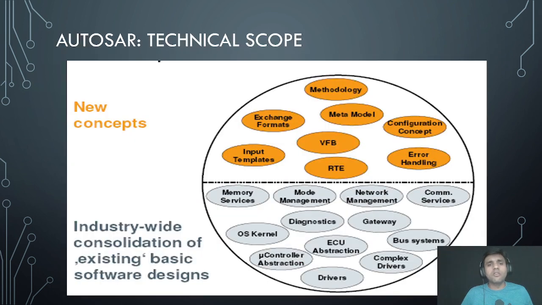Now, what is the scope of AUTOSAR? Technical scope. In a classic way, dealing with memory, dealing with communication, dealing with diagnostics, ECU abstraction, complex drivers, and microcontroller abstraction, etc. These were perceived to be the most important scope of AUTOSAR from a technology perspective. But there were some newer concepts which were found to be very useful, something like virtual function bus, RTE, configuration concepts, error handling, input templates, etc., which proved to be very effective and efficient for OEMs, which also became the core part of AUTOSAR that we see today.